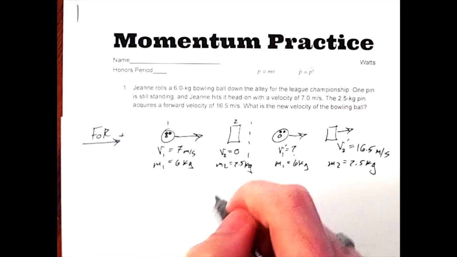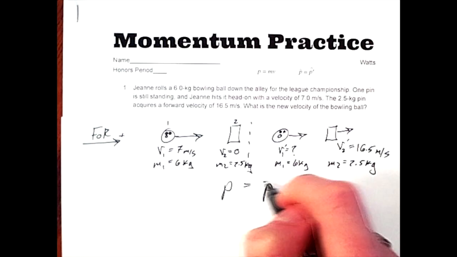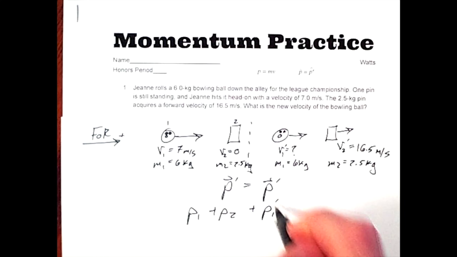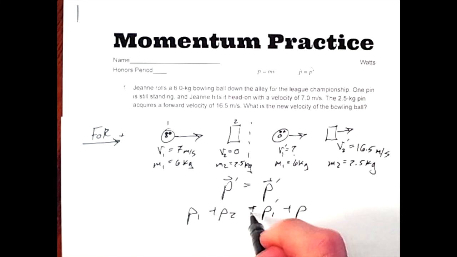So, P equals P prime is the system, right? And so then I've identified in the system that I have 2 objects. So I call this P1, I call this P2, P1 prime, P2 prime. Sorry, this is an equal sign.